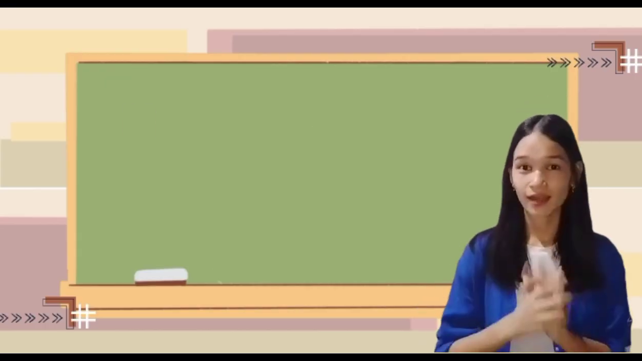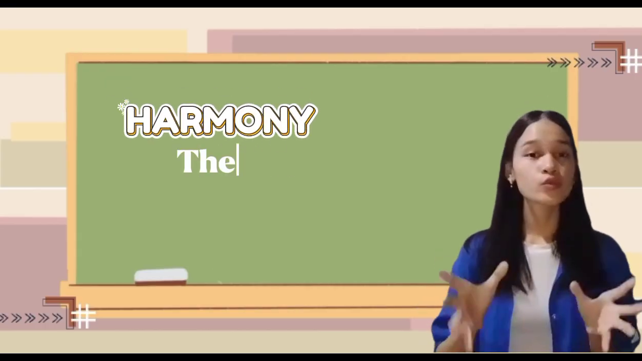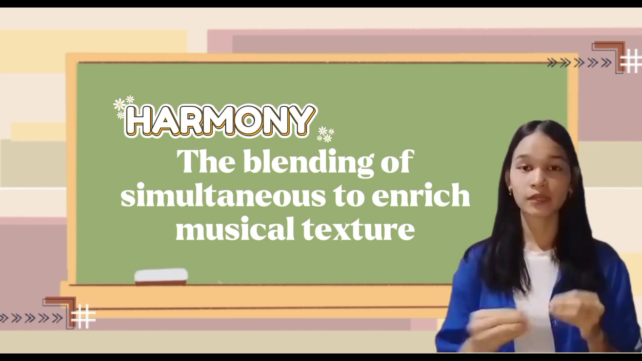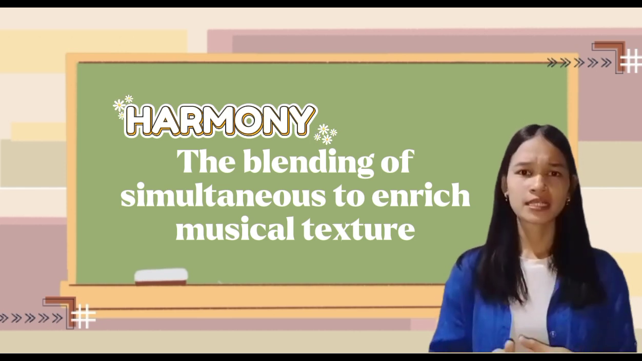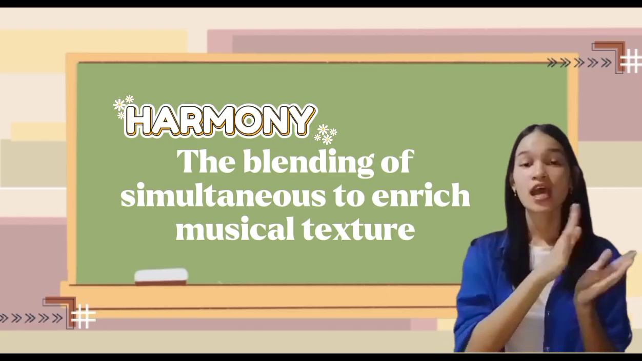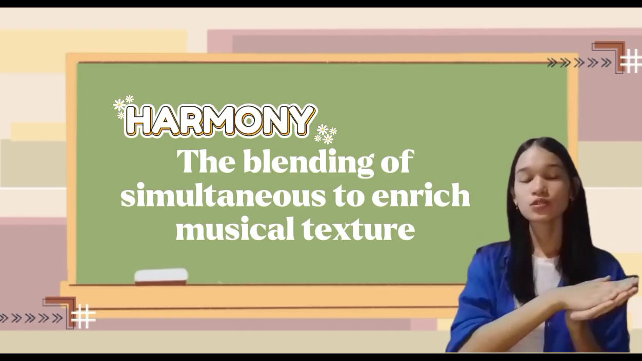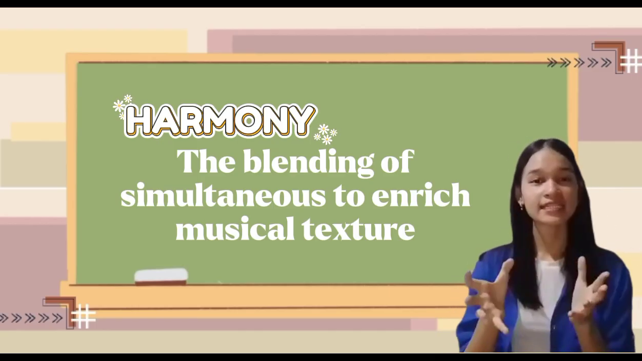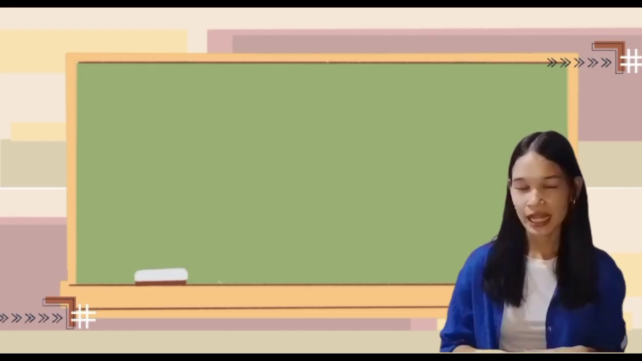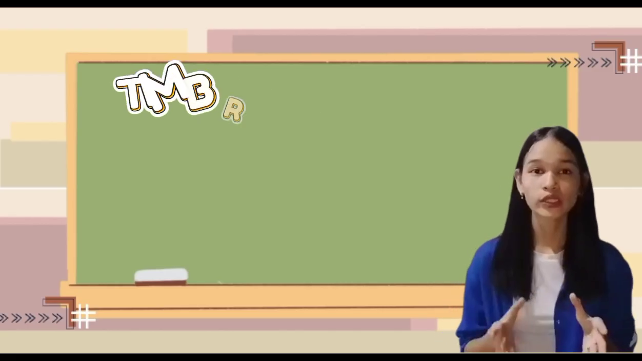The third one is harmony. Harmony is when two or more notes are combined or sung together to make the music richer. For example, in a group song, when friends sing different notes at the same time, the outcome is nicer, clearer, and richer. That's called harmony. Going to the second to the last element, which is timbre or tone color.